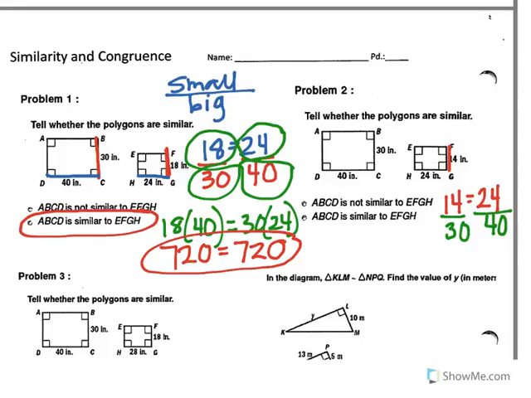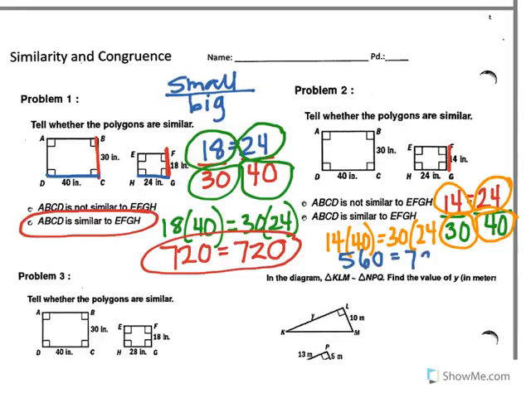And then you're going to set these equal to each other and cross multiply again. When you cross multiply, the left side equals 560 and the right side equals 720. Since these are not equal to each other, they're not similar, they're not proportional. So you're going to put a line through your equal sign because they are not similar.